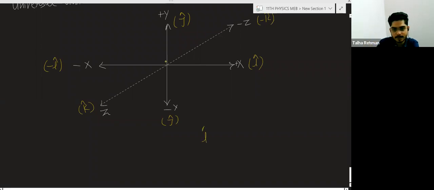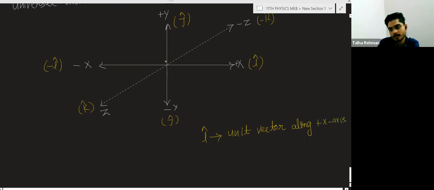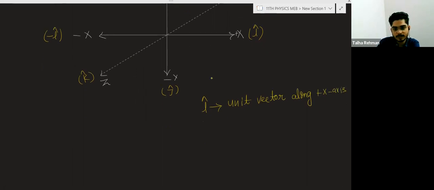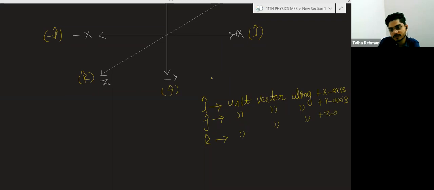So i cap you can write as the unit vector along the positive x-axis. Similarly, j cap is the unit vector along the positive y-axis, and k cap is the unit vector along the positive z-axis.